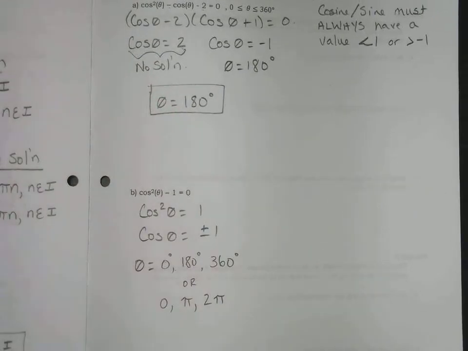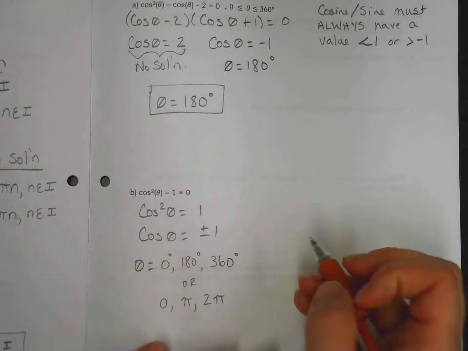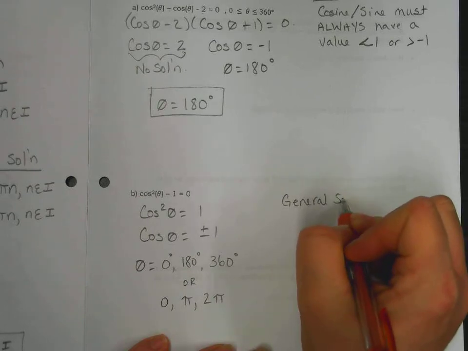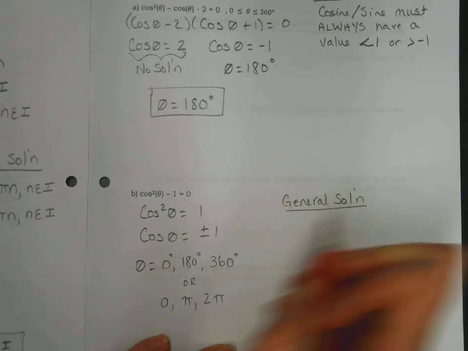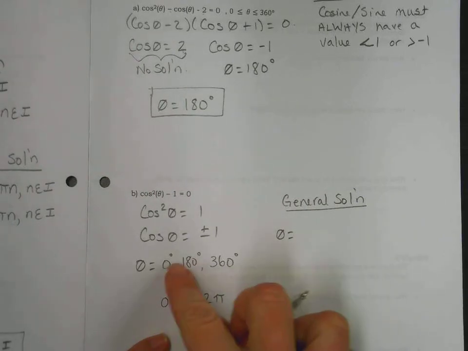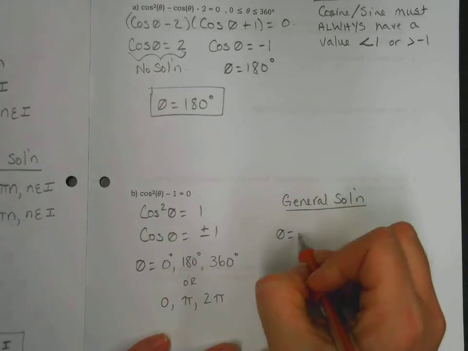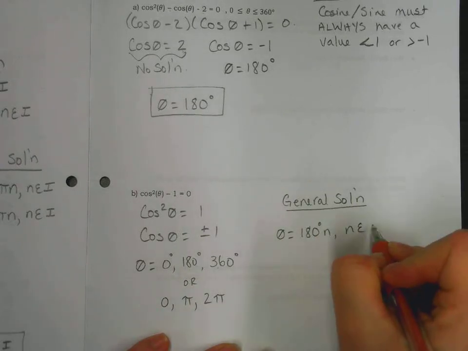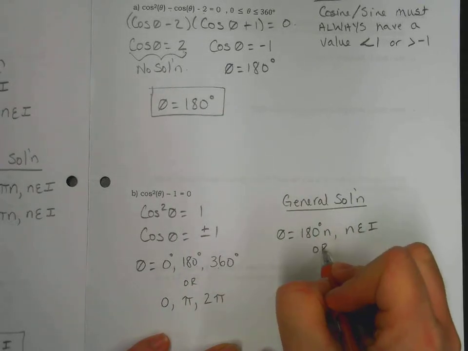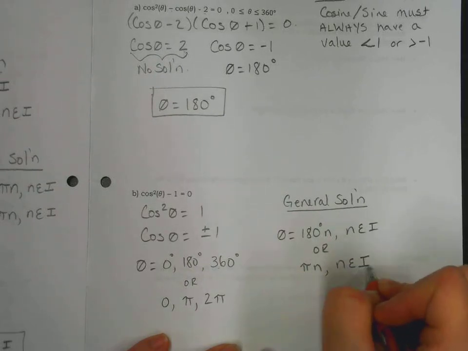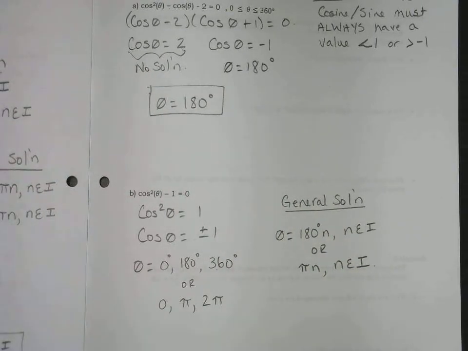We're not looking for those solutions, we are looking for a general solution here. So my general solution is simply going to be, these all relate to each other by 180 degrees. So it's simply 180 degrees n, where n belongs to the integers, or pi n, where n belongs to the integers. And that is solving quadratic trigonometric equations.